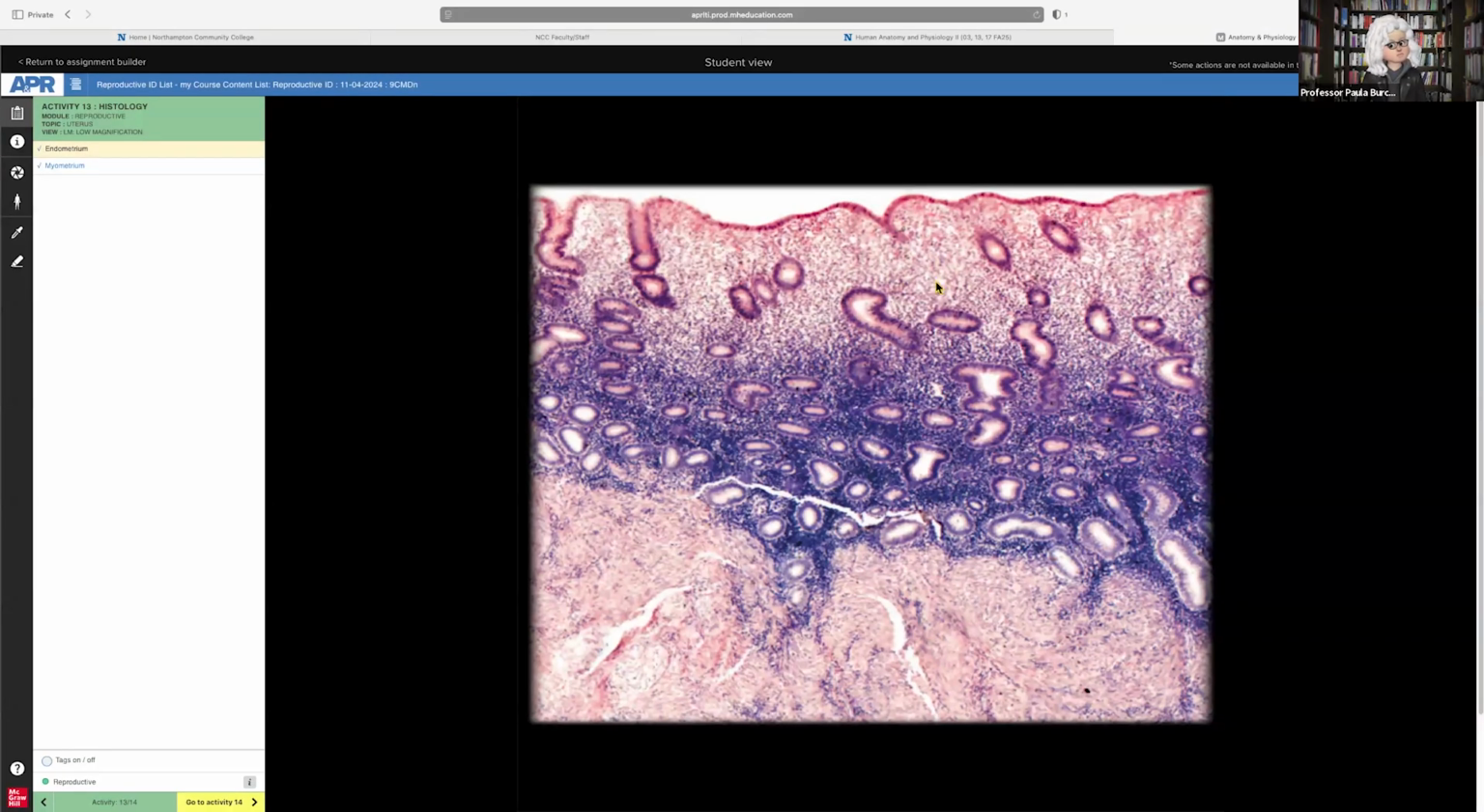And if pregnancy does not occur and the functional layer is shed during menstruation, the basal layer produces a new functional layer.